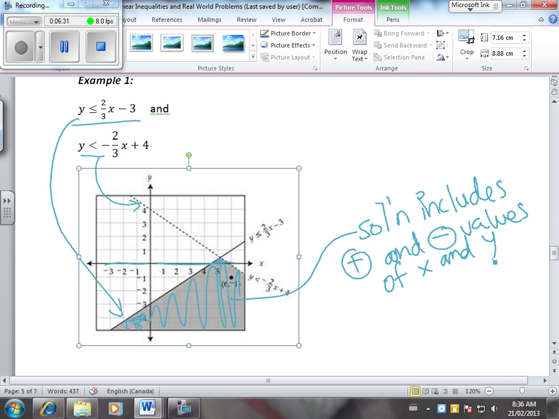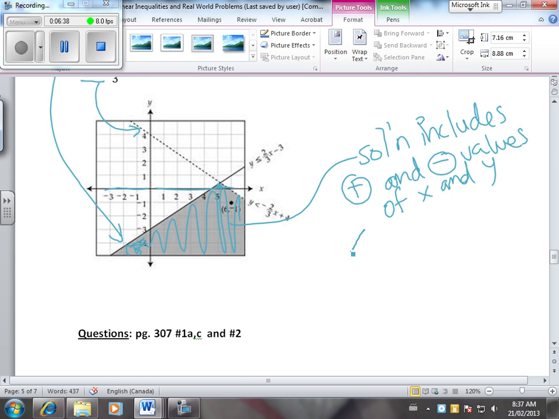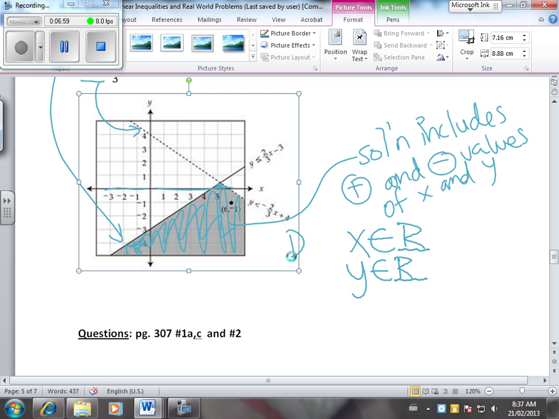And then what does this tell us? If it includes positive and negative values, what will our restrictions be, or will we have any? So if I have x belongs to and y belongs to, what am I going to put here, if it's got positive and negative numbers and it's continuous because it's all shaded in, it's not stippled? So it will be x belongs to all real numbers and y belongs to all real numbers. And this will be our domain and our range.